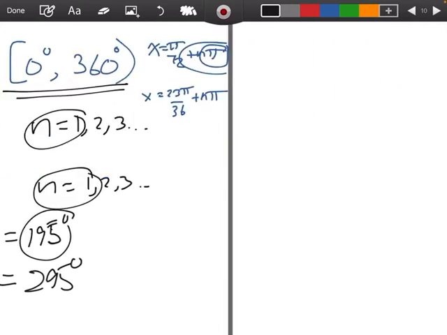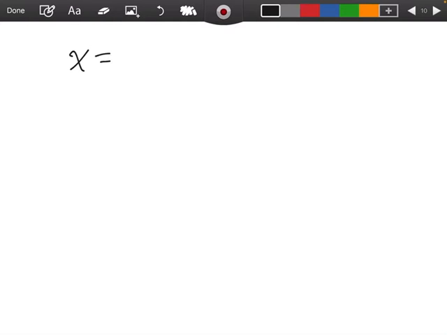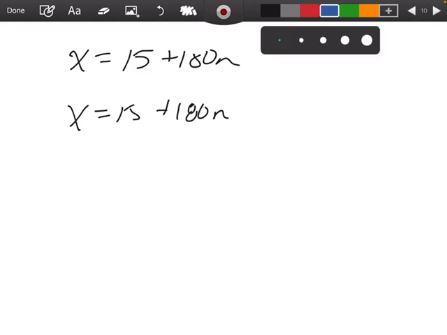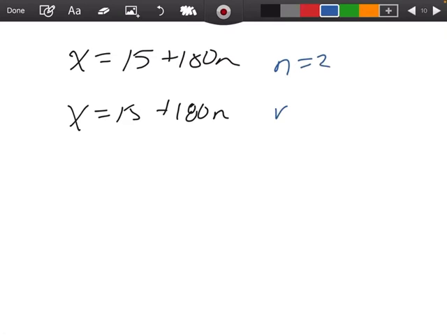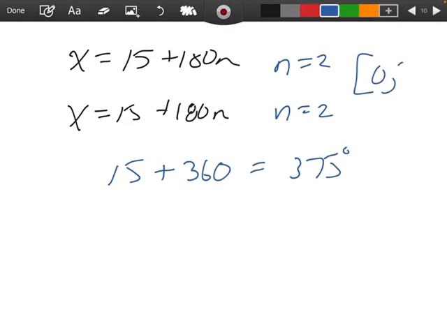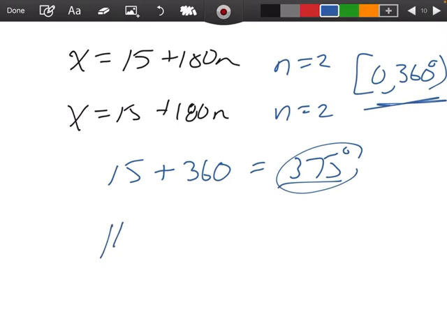Now, if I were to do the same thing, I'm going to write my answer again over here. x equals 15 plus 180n, and x equals 115 plus 180n. But now let n be equal to 2. Look what we would have for the first one. 15 plus 180 times 2 is 360. That would be 375 degrees, but I'm no longer on the interval from 0 to 360, am I? Because this number is not in here. This number is bigger than that interval.